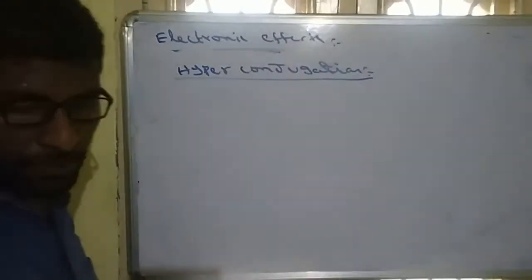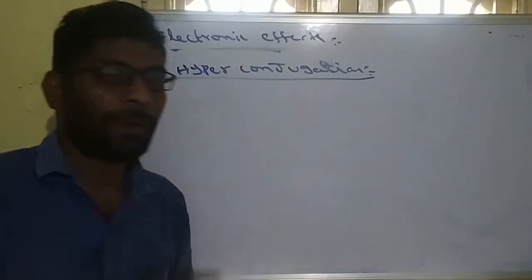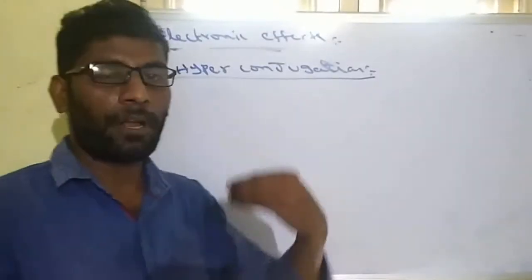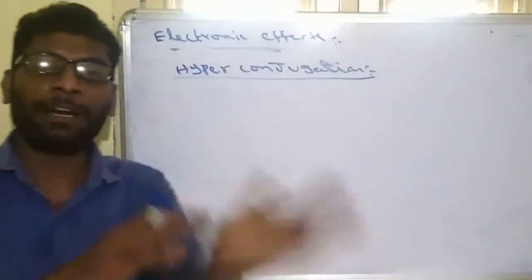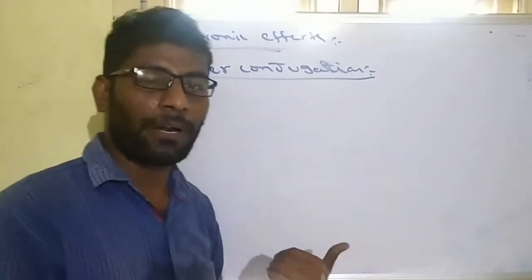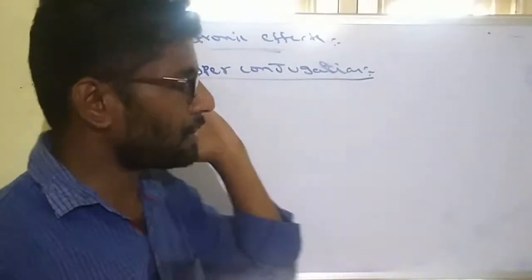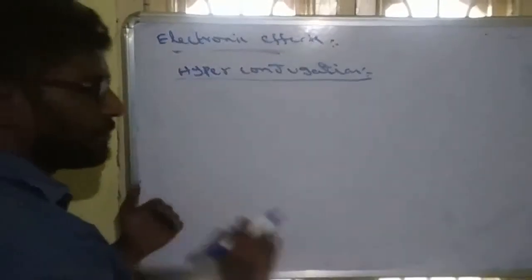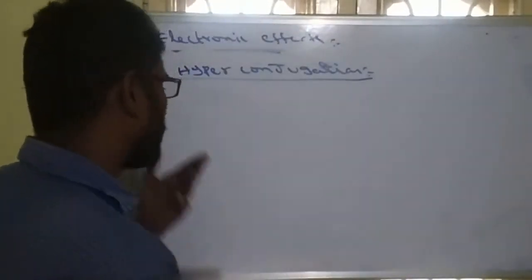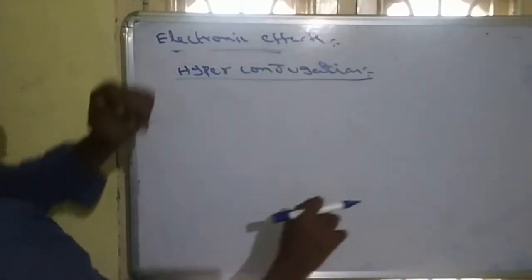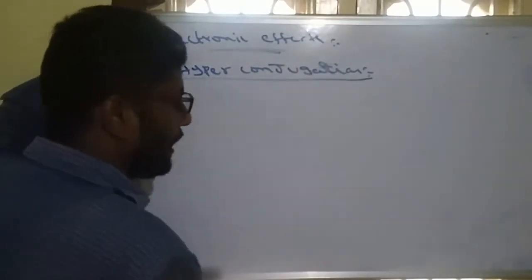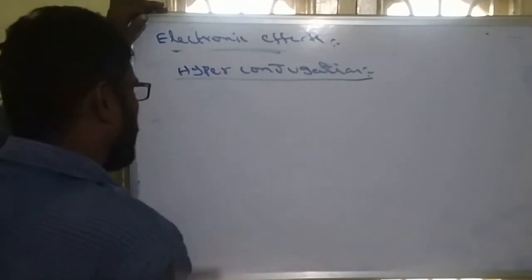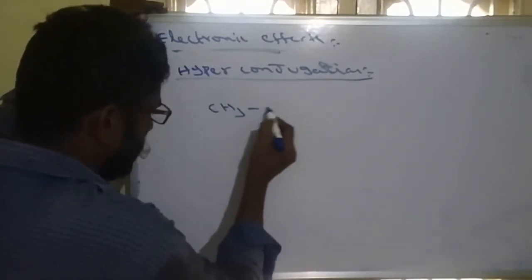What is hyperconjugation? Resonance is applicable to pi bond only, delocalization of pi electron, whereas hyperconjugation involves both sigma and pi bond. Whenever sigma bond is converted to pi bond, that is called hyperconjugation. Simple. See this? It is the delocalization of sigma into adjacent pi bond. That is called hyperconjugation.